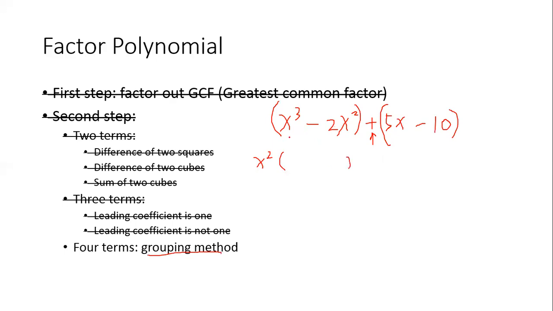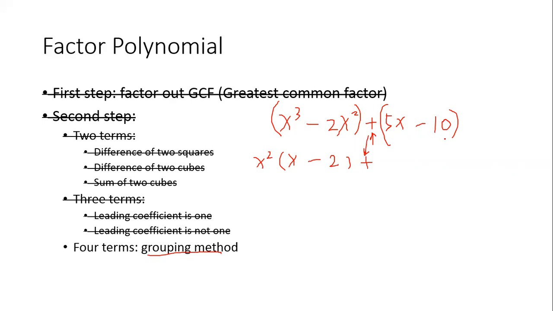So if I take out the x squared, x cubed divided by x squared is x. Negative 2x squared divided by x squared is negative 2. Okay, and then bring down this addition sign, and then 5x and negative 10.